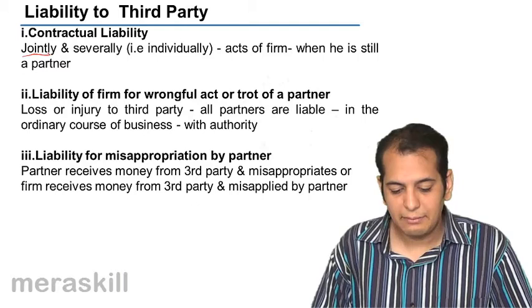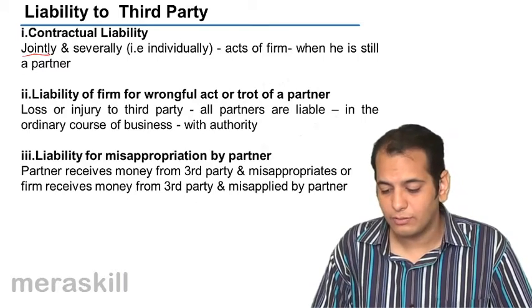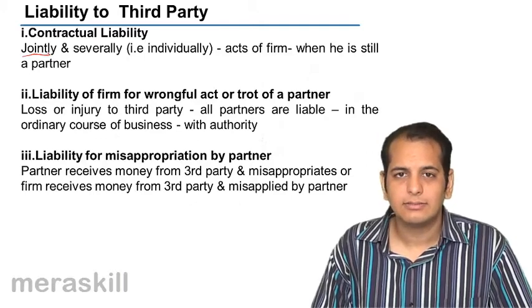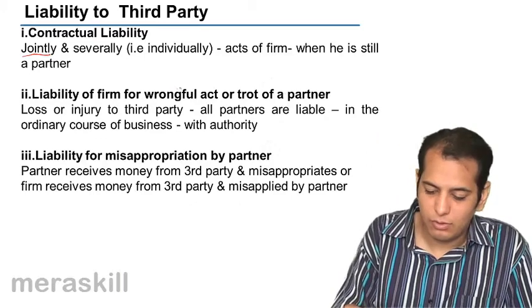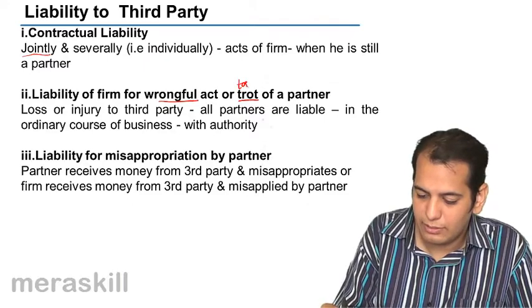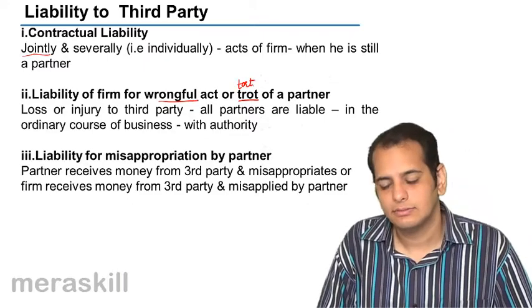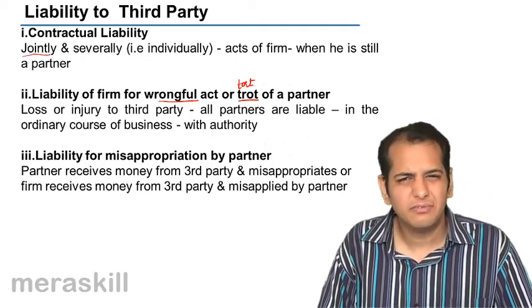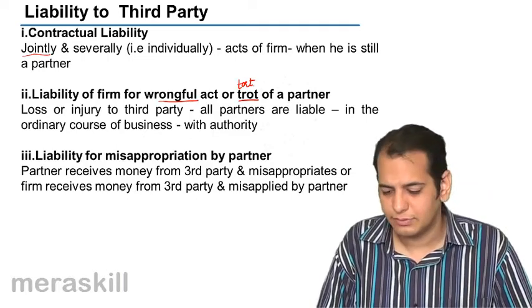Next, liability of the firm for a wrongful act or tort of a partner. If a partner is involved in some wrongful act or tort, this is T-O-R-T, not trot. This is tort, and tort again means a civil wrong, a wrongful act. Okay.